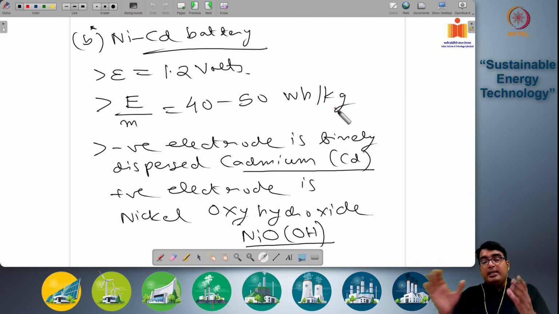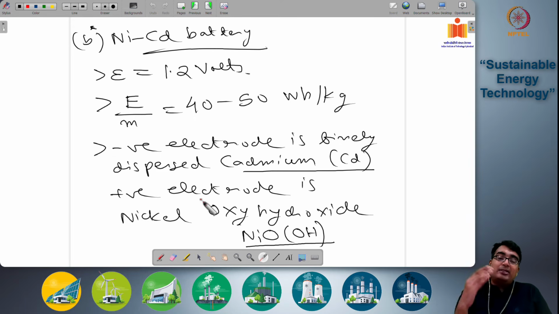Okay. Here the negative electrode is finely dispersed cadmium and the positive electrode is nickel oxyhydroxide. So the negative electrode, which is the source of electrons during the discharge process, is the metal cadmium, and the positive electrode is the nickel oxyhydroxide. Okay. This is also a pair that we discussed earlier, nickel oxide versus cadmium. Okay.